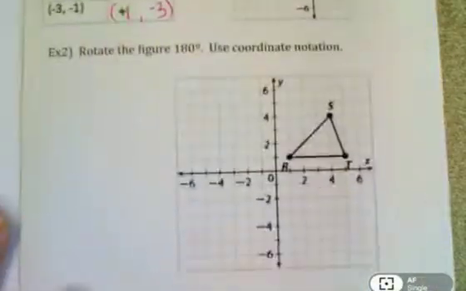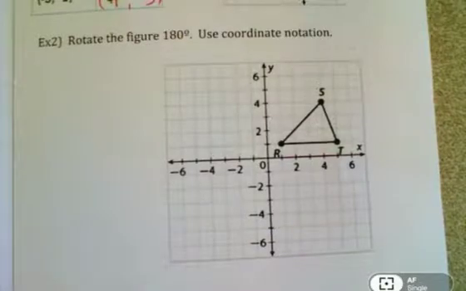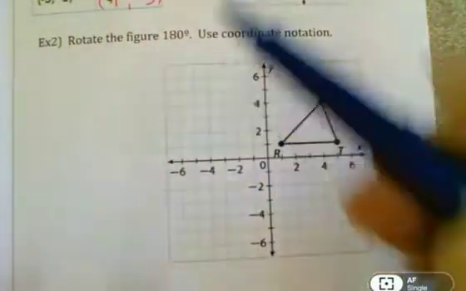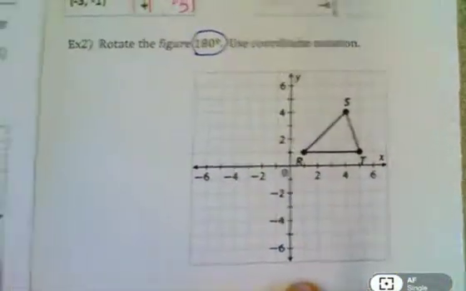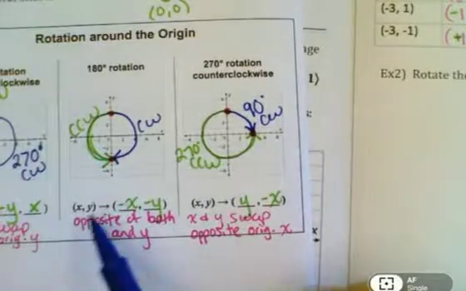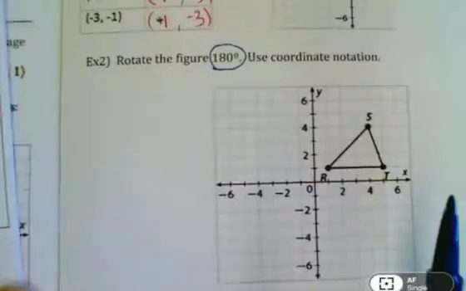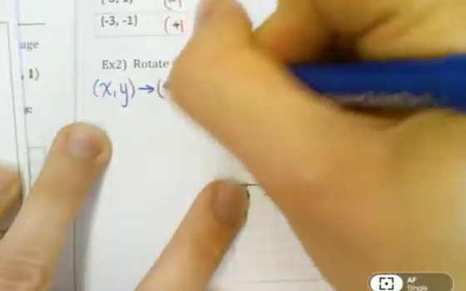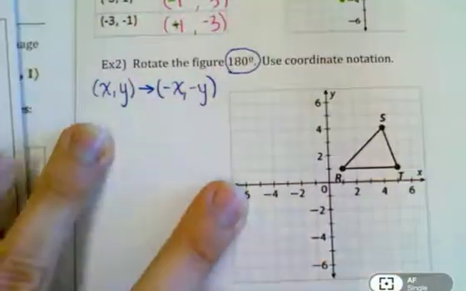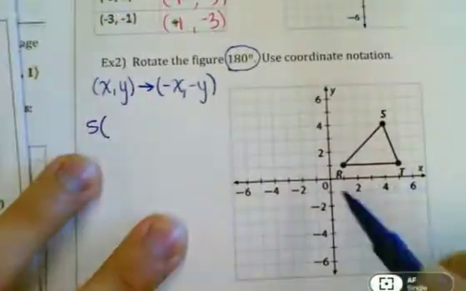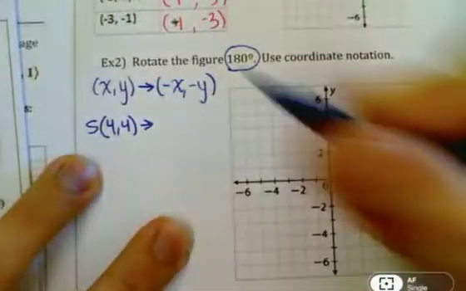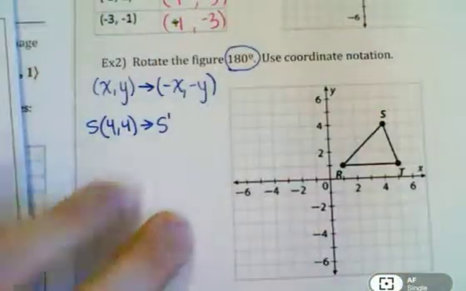Let's look at example 2. Rotate the figure 180 degrees, use coordinate notation. So let's go ahead and grab the rule for a rotation of 180 degrees. Looking over here, (x, y) goes to (negative x, negative y). So let's write our rule down. And we're going to start by writing down the points. So point S is (4, 4). And that's going to transform to S prime. Don't forget to put the prime.